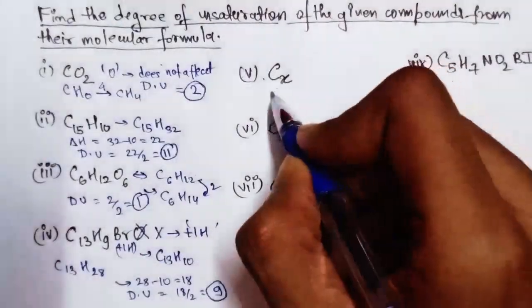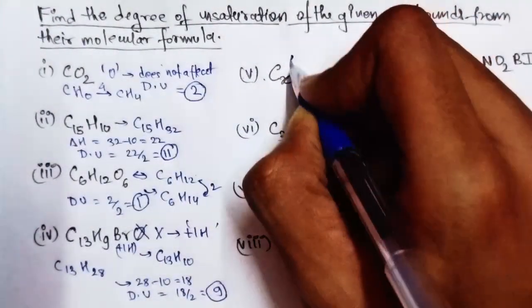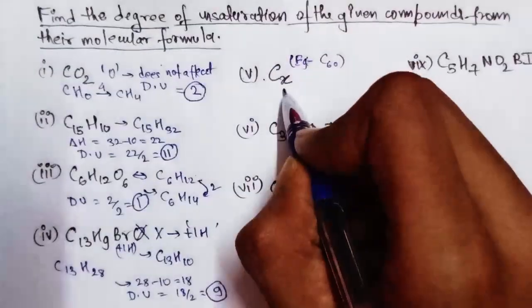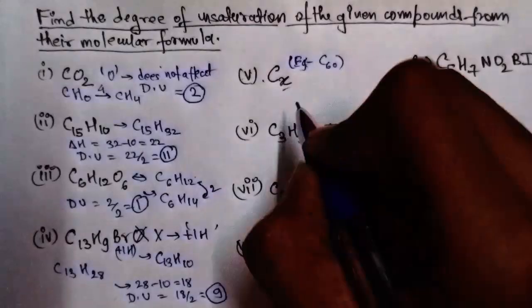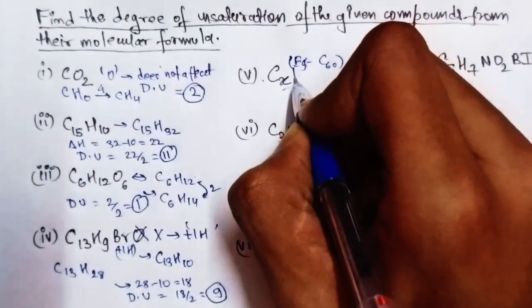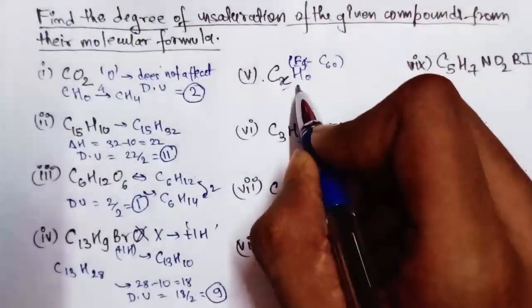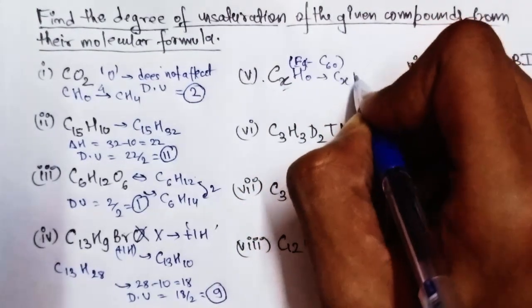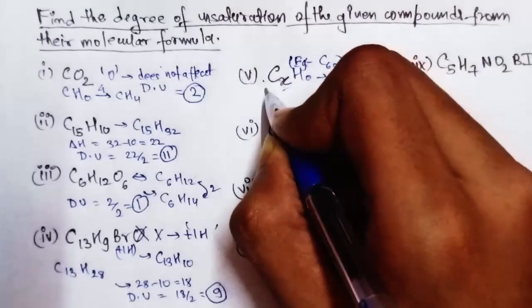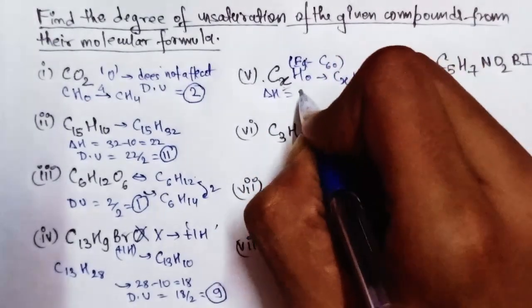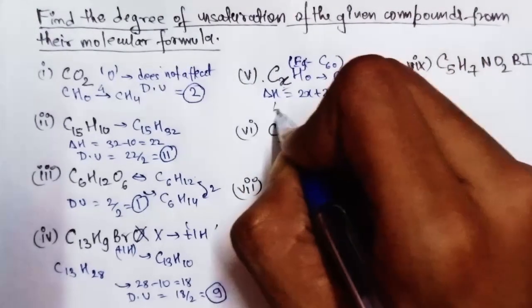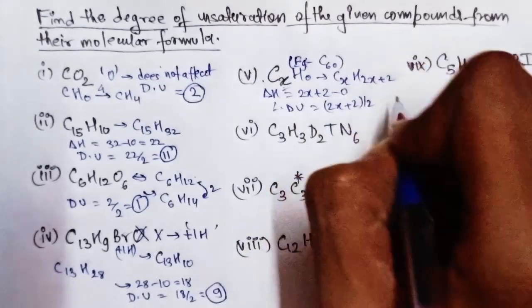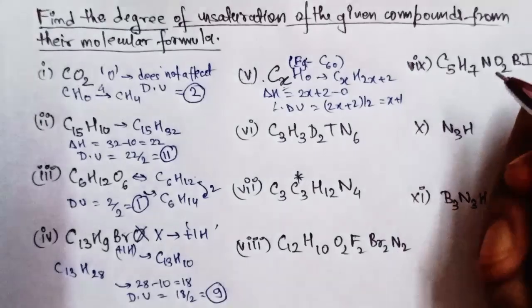For the fifth case, we have CX, as in the case of Buckminster fullerene C60. This X indicates the atomicity of carbon. We can assume it to be H0. For X carbons, the number of hydrogen required is 2x plus 2. Therefore, the change in number of hydrogen atoms is 2x plus 2 minus 0. Therefore, the degree of unsaturation is 2x plus 2 whole by 2, that's x plus 1.